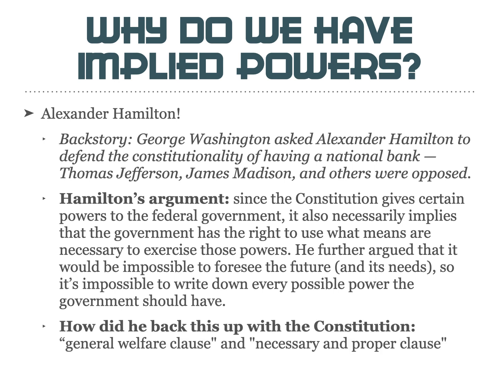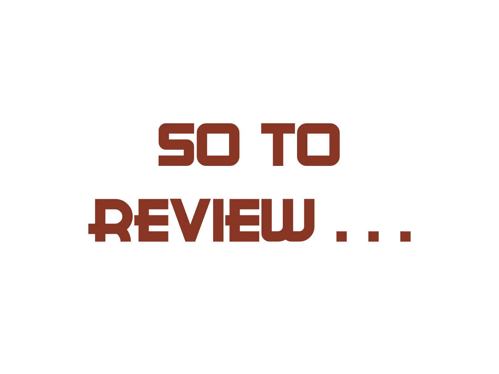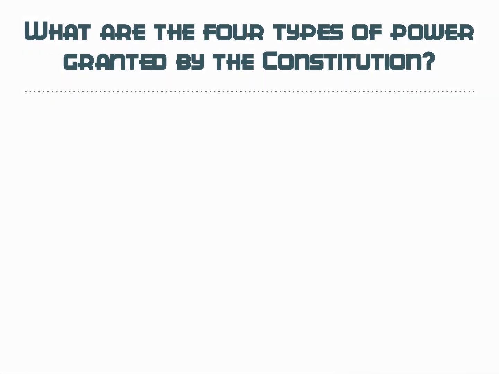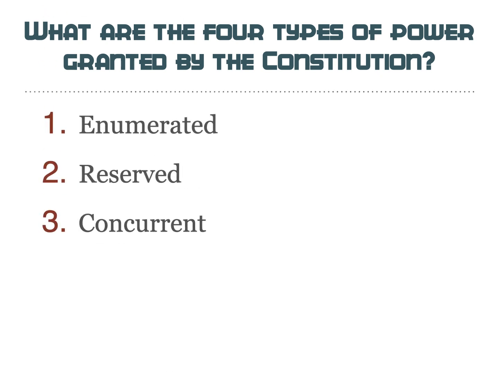Now, how did Hamilton back up his argument with the Constitution? He cited the General Welfare Clause and the Necessary and Proper Clause that we just looked at a second ago. And that's where implied powers come from. So to review, what are the 4 types of power granted by the Constitution? See if you can list them on your own. They are enumerated, reserved, concurrent, implied.